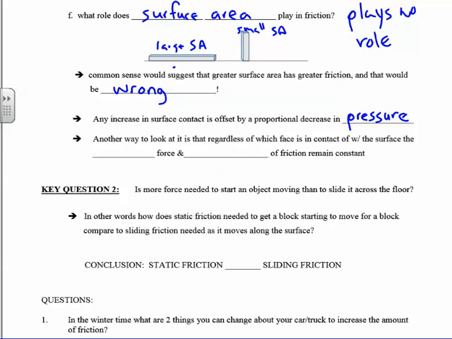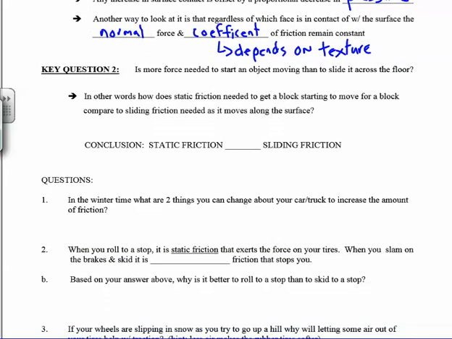Another way of looking at it is, regardless of which face is in contact with the surface, the normal force is the same, right? In both these cases, it's the same normal force acting on them, and the coefficient is the same, because the coefficient depends on what? Think about it. What does the coefficient of friction depend on? That's right, the texture. It doesn't matter how much or how little is touching the surface, it's the same roughness or smoothness. So that's an important point that you'll be asked about. Surface area has no role.